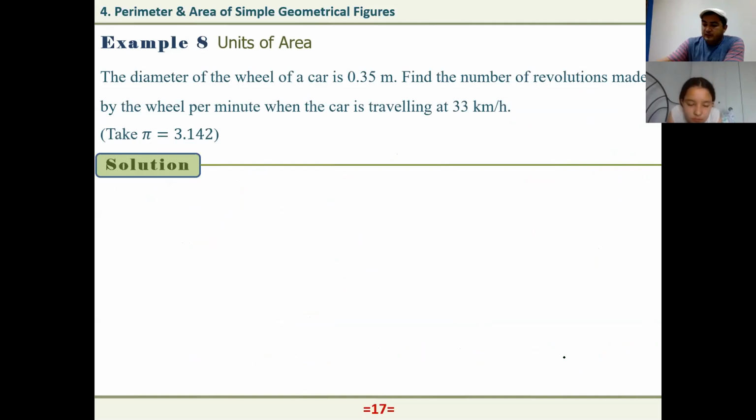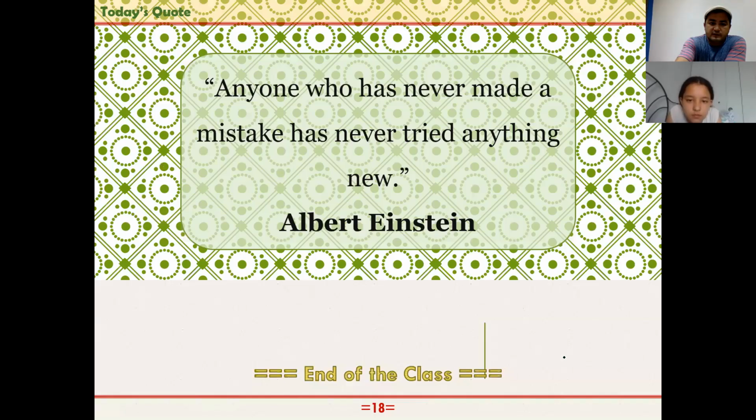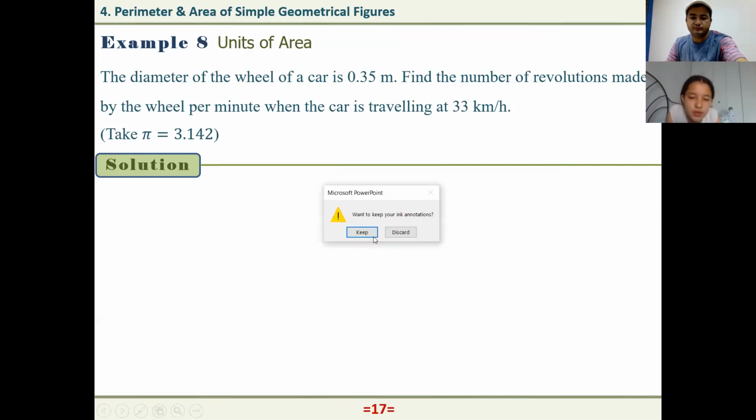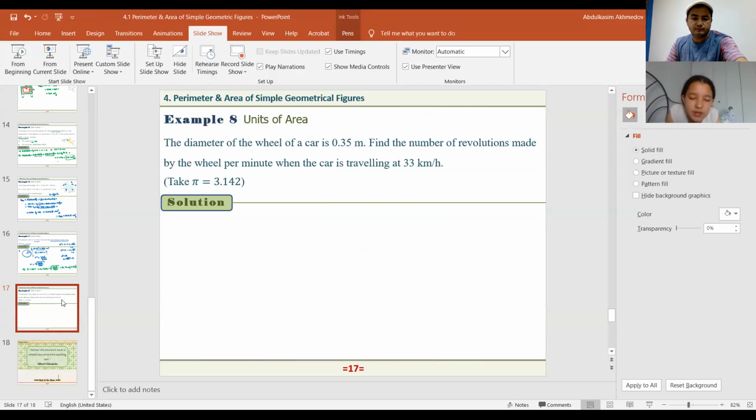Let's see another question. Maybe after that we'll see. Can you read it? The diameter of a wheel of a car is 0.35 meters. Find the number of revolutions made by the wheel per minute when the car is traveling 33 kilometers per hour. Take pi equals 3.142. Okay. Did you understand the question? Yeah, I think so.